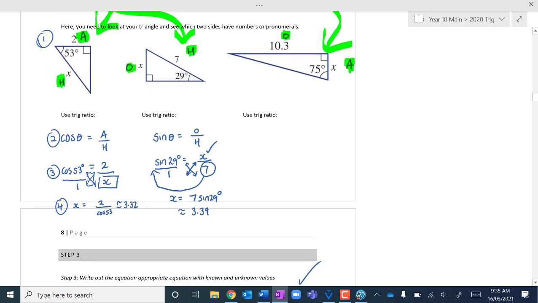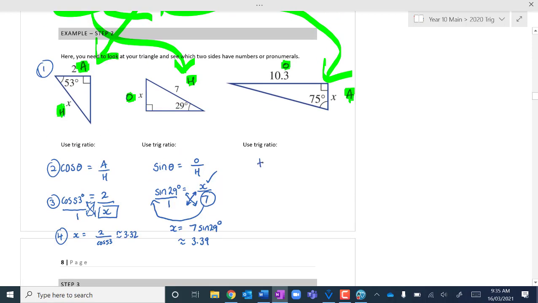Now over here we've got tan theta, which is opposite over adjacent. So tan of 75 degrees is equal to opposite, which is 10.3, over x. Again, we're back to x being on the bottom. So what do we need to do? Where can x go?